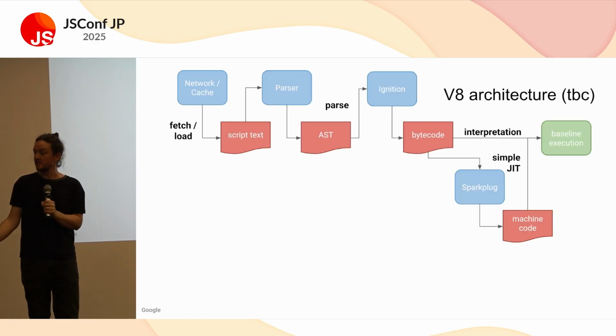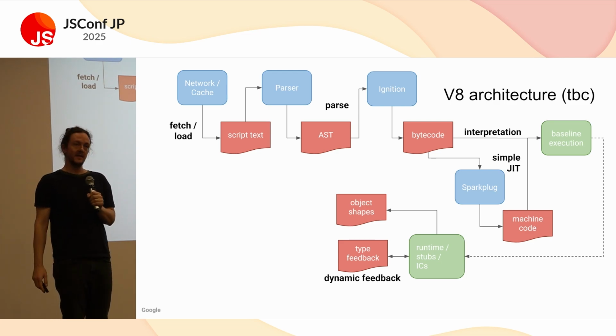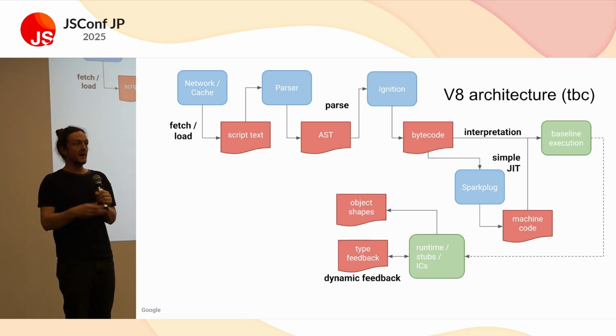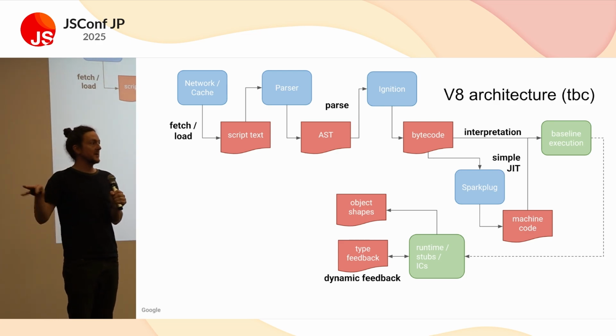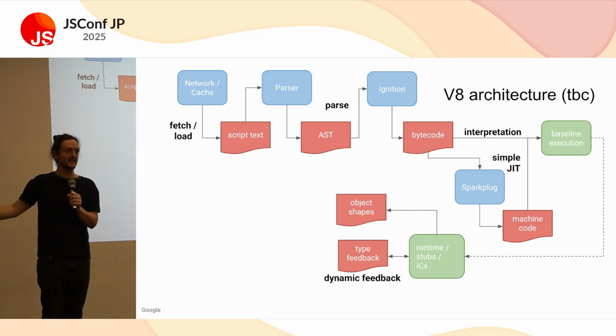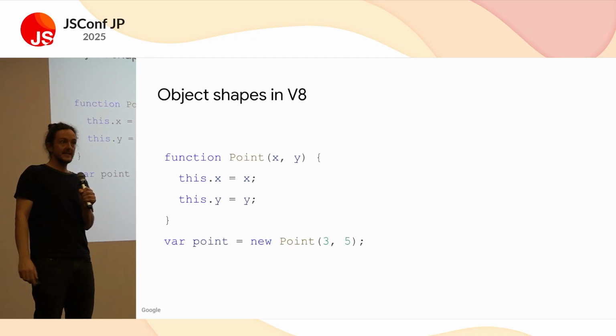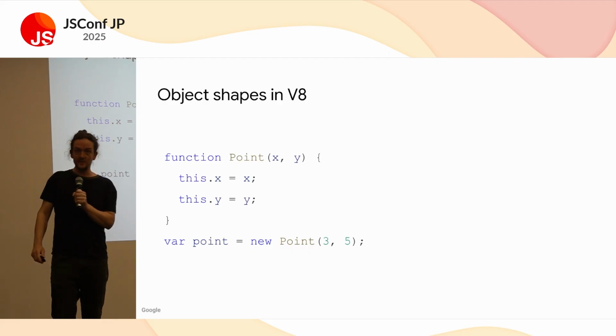And that's where type feedback comes into play. So I've put this here, which basically means while we're executing, we're also observing what the program is doing. We're learning things about the execution, and we're going to use that information in later tiers to produce more optimal code for you. So let's look at some more offending JavaScript code.